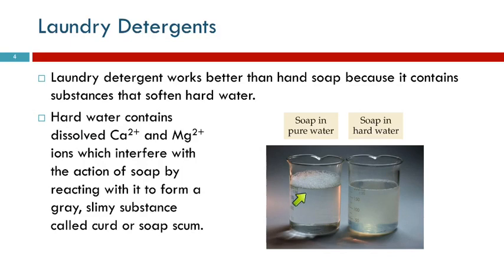This is what soap looks like in pure water, and this is what it looks like in hard water. It doesn't bubble up very much using the same amount of soap. You could try that at home. Put equal amounts of soap in water that's like distilled water or purified water, and just tap water and see what happens. Well, why does laundry detergent work better than hand soap? It's got stuff in it that softens the hard water.